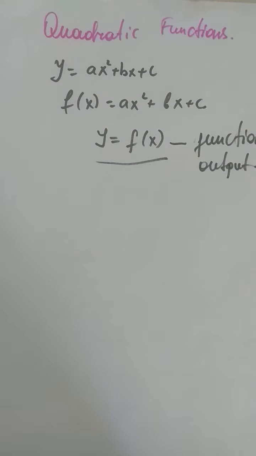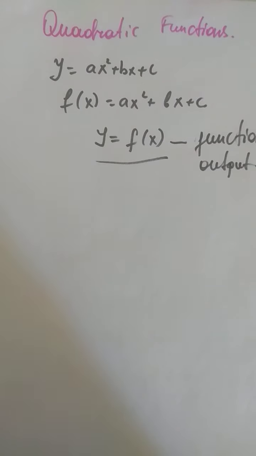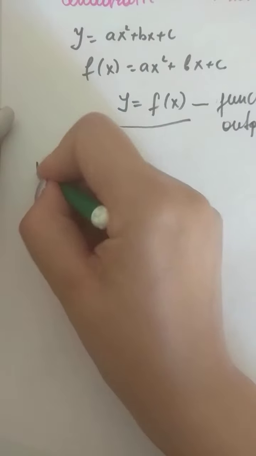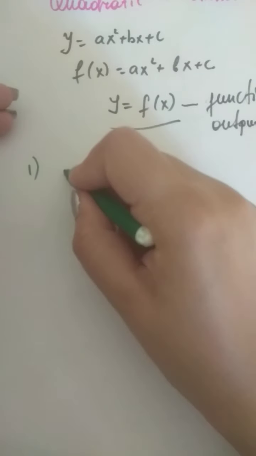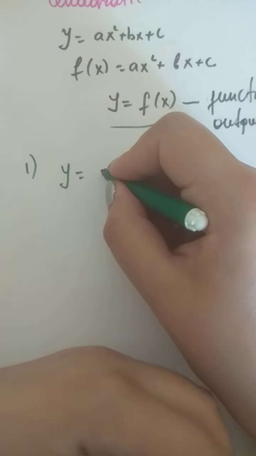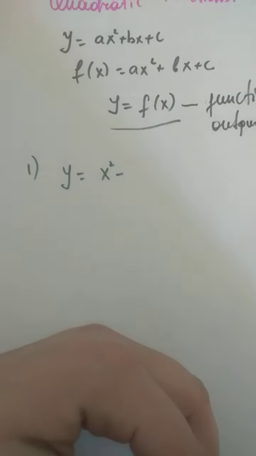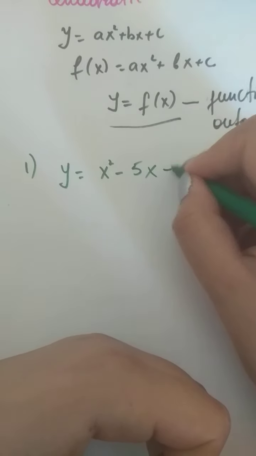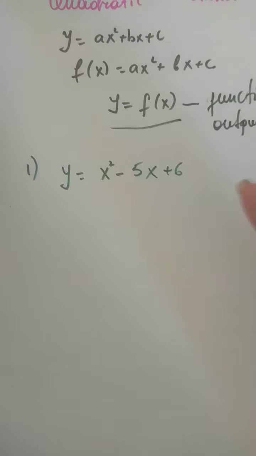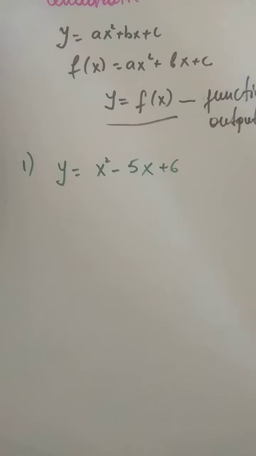Guys, here you can see the types of questions. The first one is: use a graph and find the equation. Or you have an equation and you want to draw the graph of a function. First, I want to explain how to do that if you have a function and you want to draw a graph. Let me take y equals x squared minus 5x plus 6, the same function as before, because it's the easiest one. So how can I draw the graph of this function?